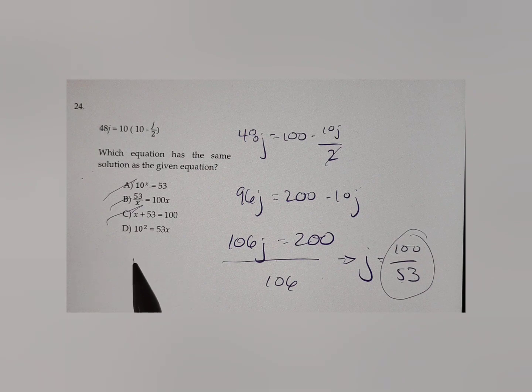Let's just expand this out. We've got 100 equals 53x. And sure enough, when we divide out that 53, we get x equals 100 over 53. So it's got to be D.